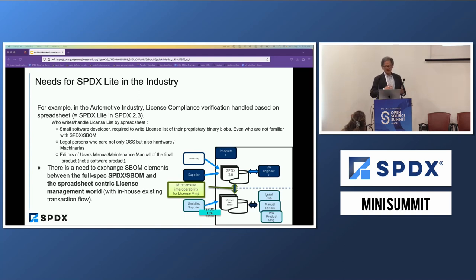And also many small software houses or small entities of the supply chain have to catch up with the latest SBOM format and the latest SPDX trend. So they must be able to generate an SBOM with the small requirement from the OEM side, tier one side, or in the industry. You have to write down at least these small minimum elements of SBOM with your product and so on. So there is a need for SPDX Lite.